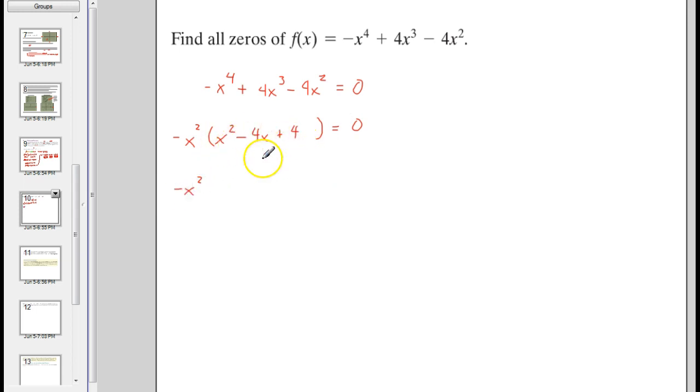Alright, and then I've got a negative x squared. This can be factored further. X squared, so I'm going to have an x and an x, a positive 4, and then they have to sum to negative 4, so that's going to be a minus 2 and a minus 2. Okay, now technically that's it, but because this is the same thing, I'm going to write it as negative x squared and then x minus 2 squared.